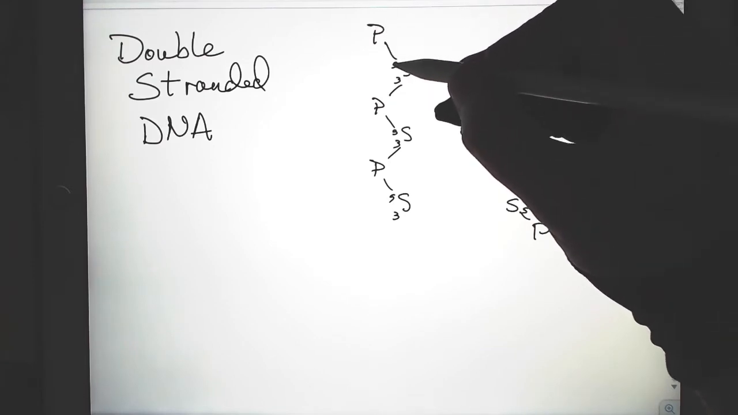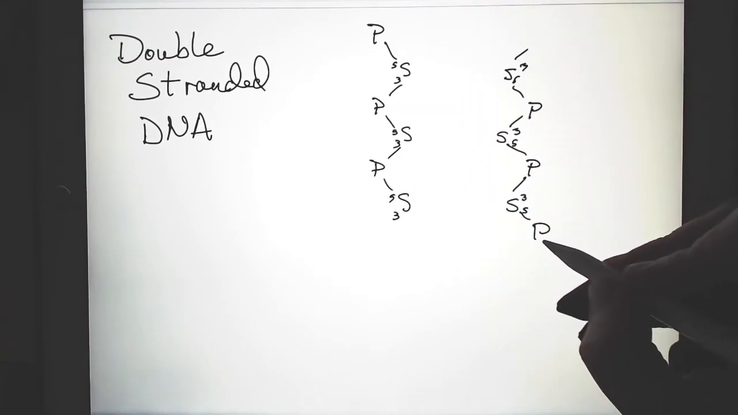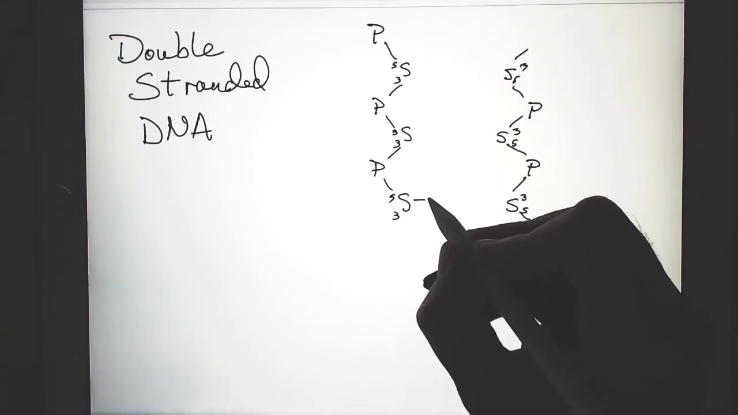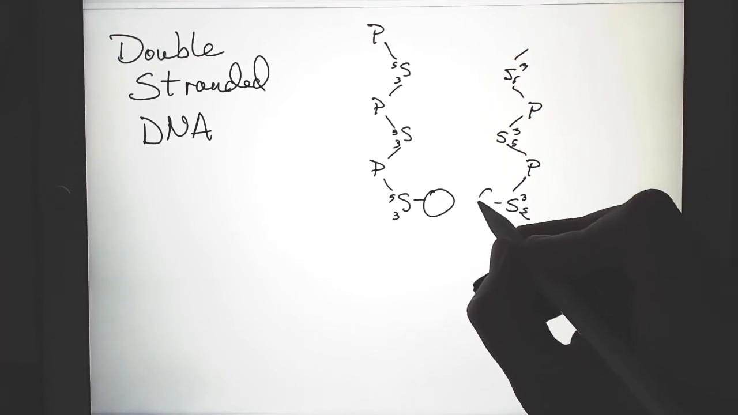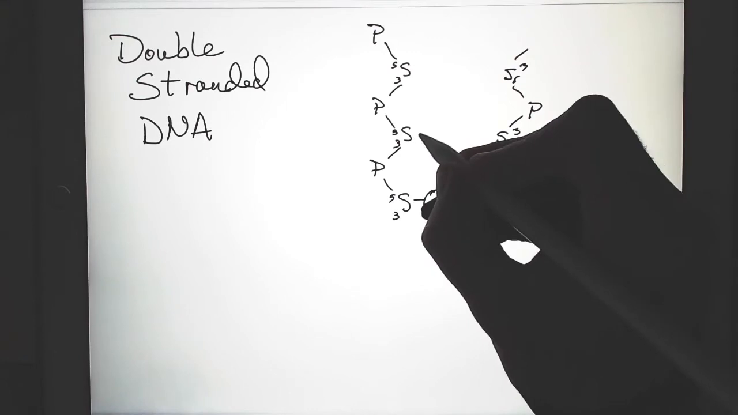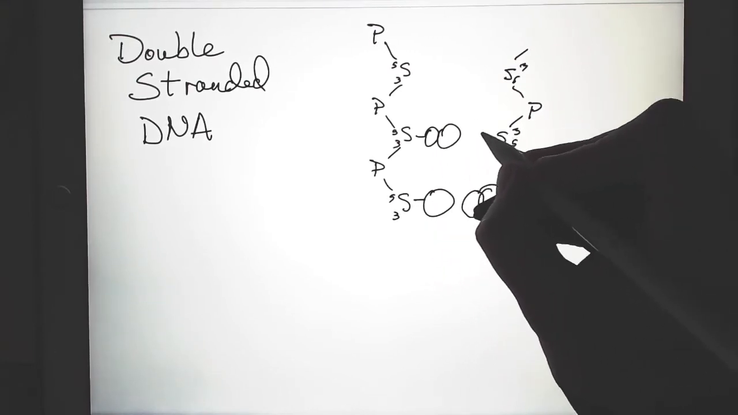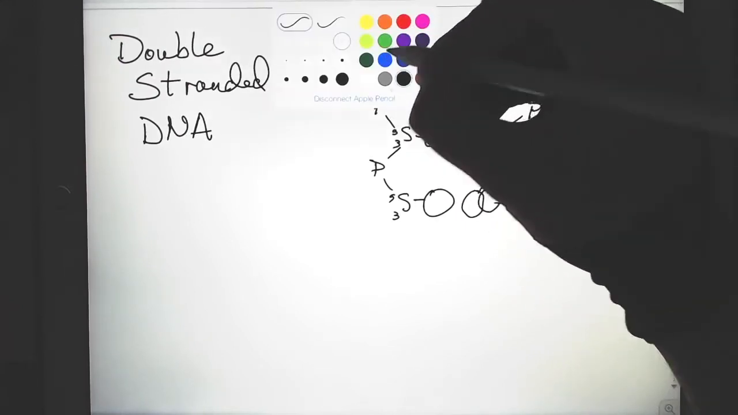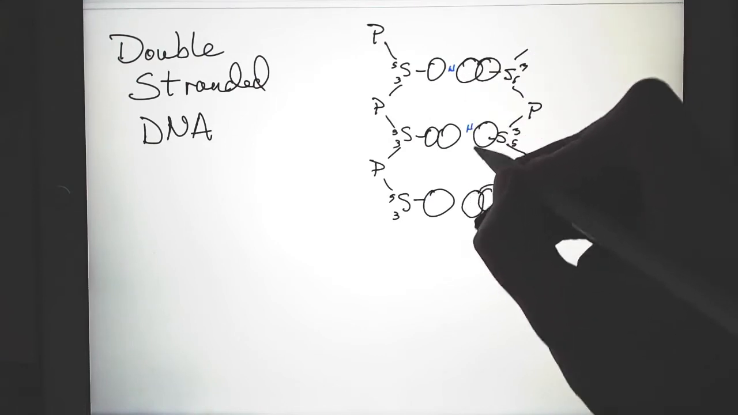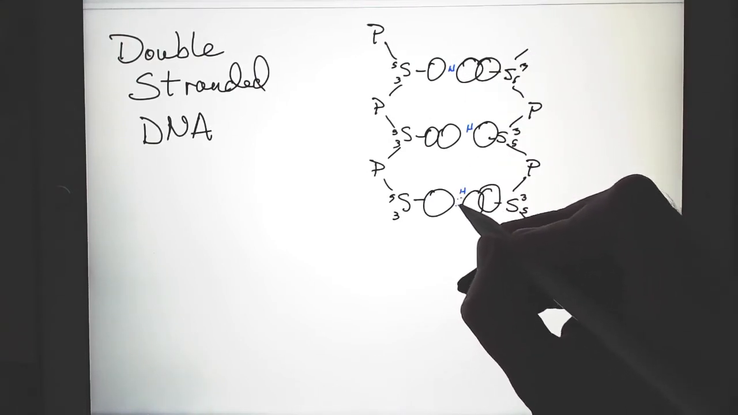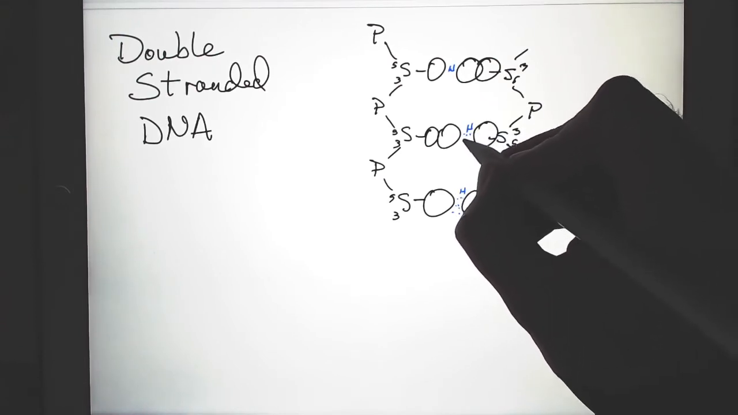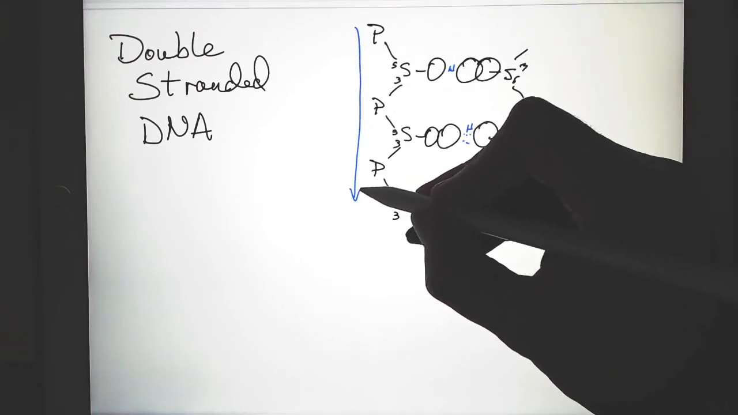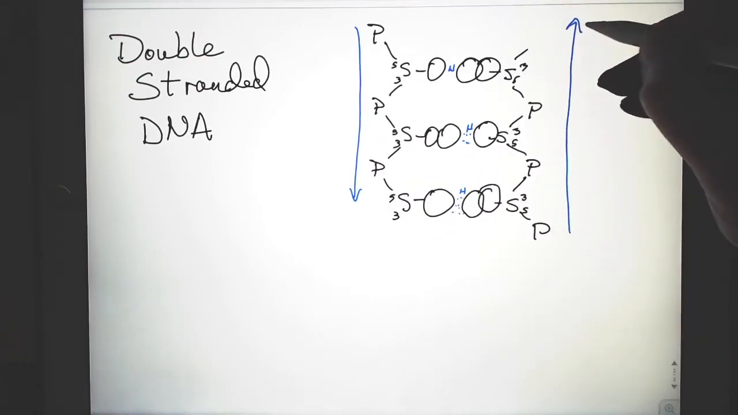Notice here we start with a phosphate 5, 3, phosphate 5, 3, phosphate 5, 3, opposite direction, phosphate 5, 3, phosphate 5, 3, and so on. Each sugar has a nitrogenous base, either a single ring or a double ring. And there's hydrogen bonding between them, either 3 sets or 2 sets. So the strands are going in opposite direction from phosphate to sugar, phosphate to sugar.